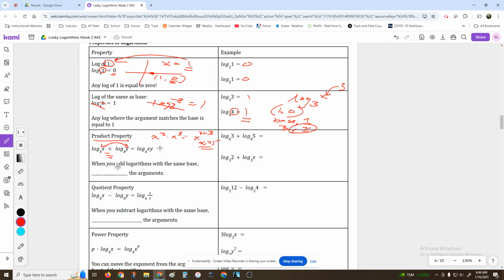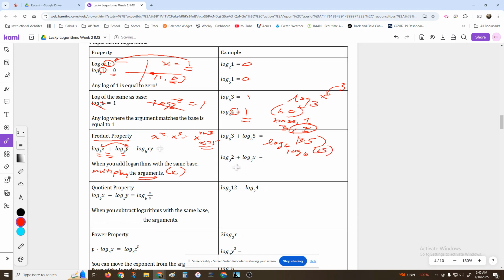So when you add logarithms with the same base, you actually multiply. The arguments are just your x values on the inside. So if we look at this one, the log base 6 of 3 plus the log base 6 of 5 is going to be the log base 6 of 3 times 5. And that's going to be log base 6 of 15.